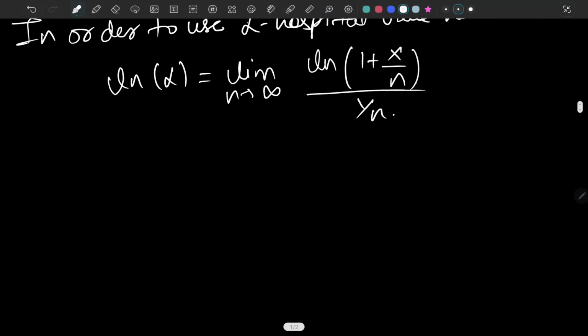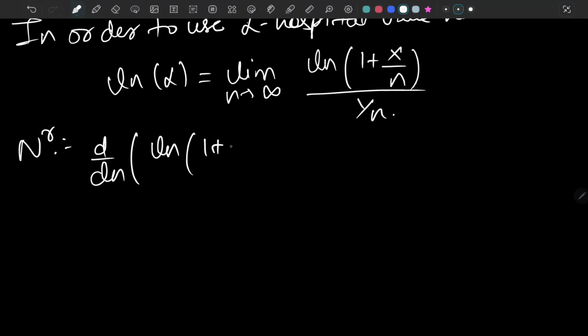So let's talk about the derivative of the numerator, that is d over dn of ln of 1 plus x over n. Be careful guys, we are not taking the derivative with respect to x, but we are taking the derivative of ln of 1 plus x over n with respect to n, so don't get confused about that.